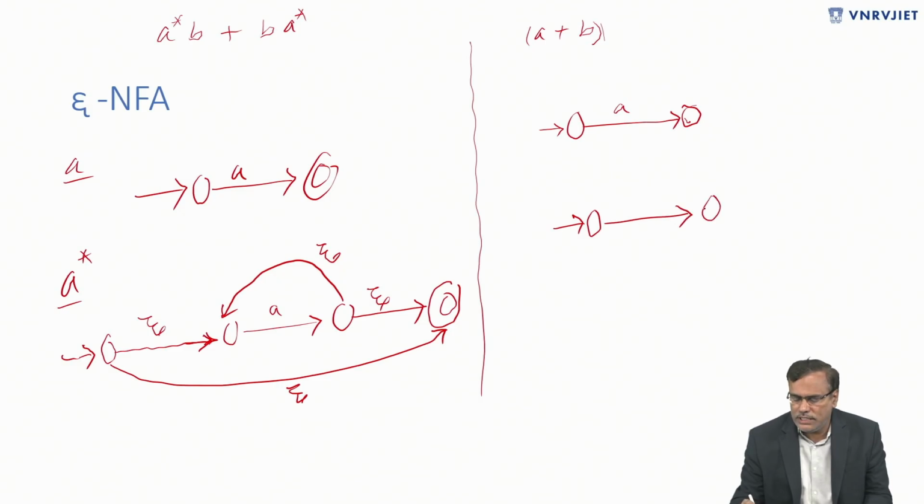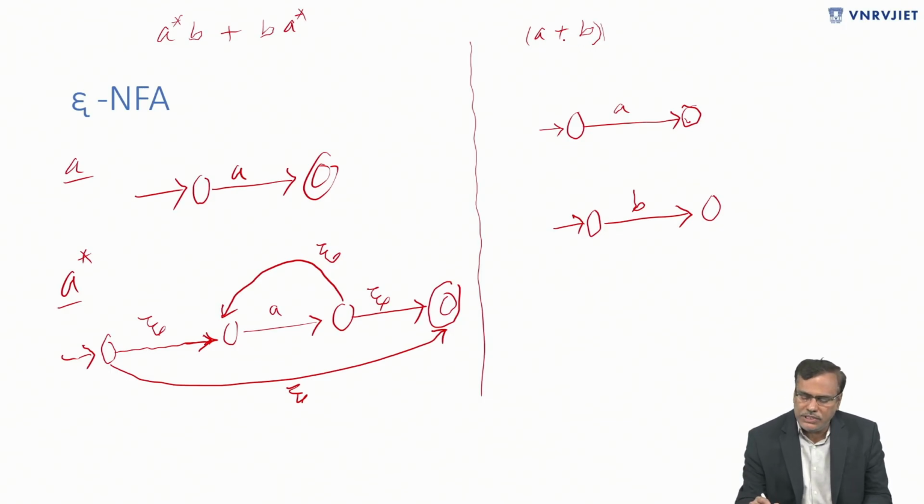This is your final state. But anyhow, it is going to get changed when you add this union operation. It is going to get changed. So I'm not going to double circle this. So just for B, the structure looks like this. Just for A, the structure looks like this.